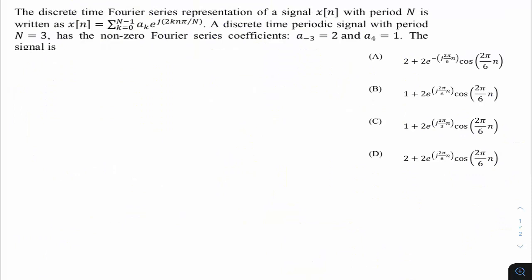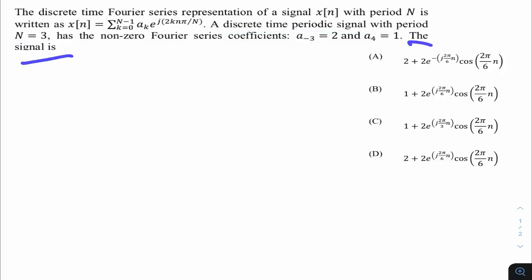This question was asked in GATE 22 Electrical. This is from the Signals and Systems subject and the DTFS topic. The question is: the discrete time Fourier series representation of a signal x of n with period N is written as this expression. A discrete time periodic signal with period N equals 3 has the non-zero Fourier series coefficients a of minus 3 equals 2 and a of 4 equals 1.